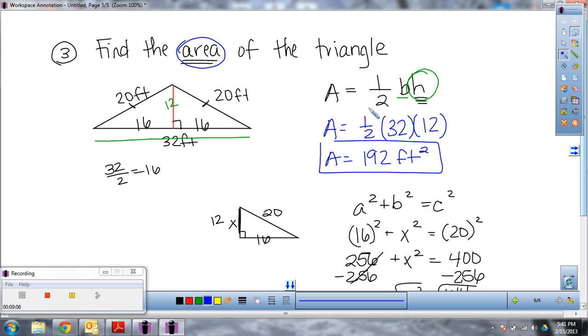Okay, make sure you have this in your notes so that we will have these formulas and you will be able to complete some practice problems when we come back to school.